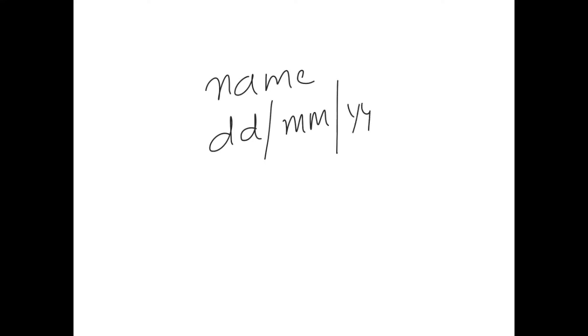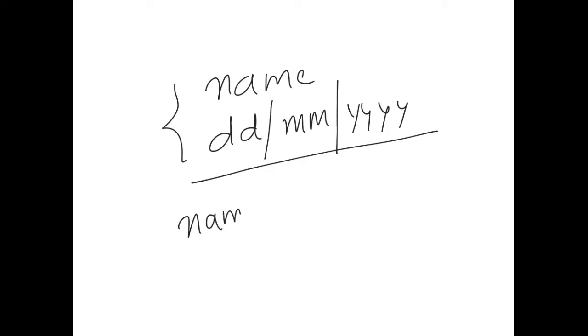The input you are supposed to give is the name. The next input is date slash month slash year. So this is what you have been giving. Now you have to convert the input into this form and produce an output in the form of name, comma, date, comma, month, comma, and then year.